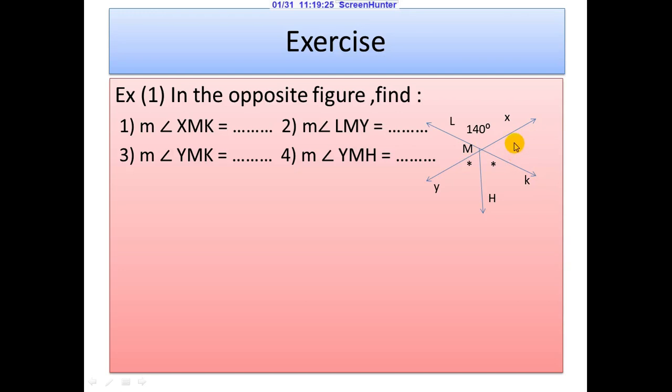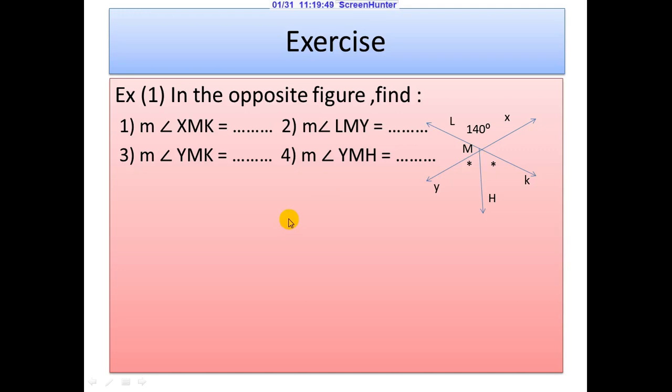As the first time, how to find with proof measure of angle XMK? So clear, we have here a straight line LMK. Yes, and then he gave me measure of angle LMX equal 140 degrees. So to find measure of angle XMK, we subtract 140 from 180. It will be equal 40 degrees. But how to write it in steps with proof?